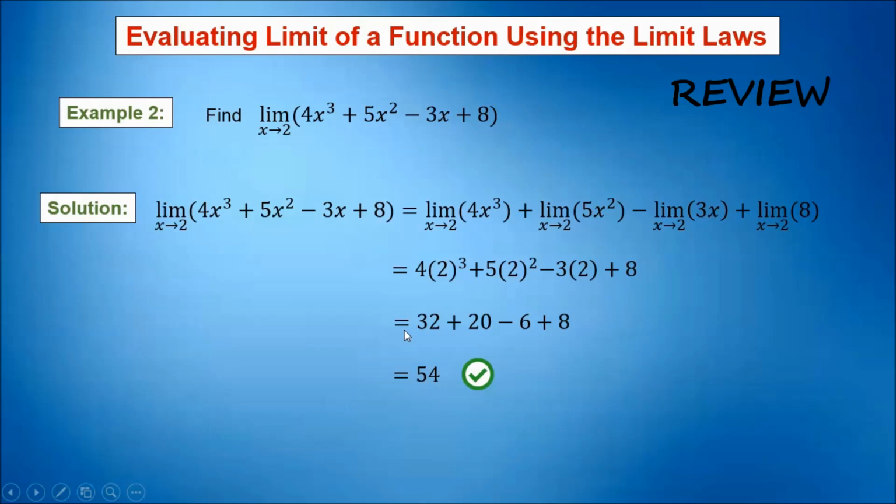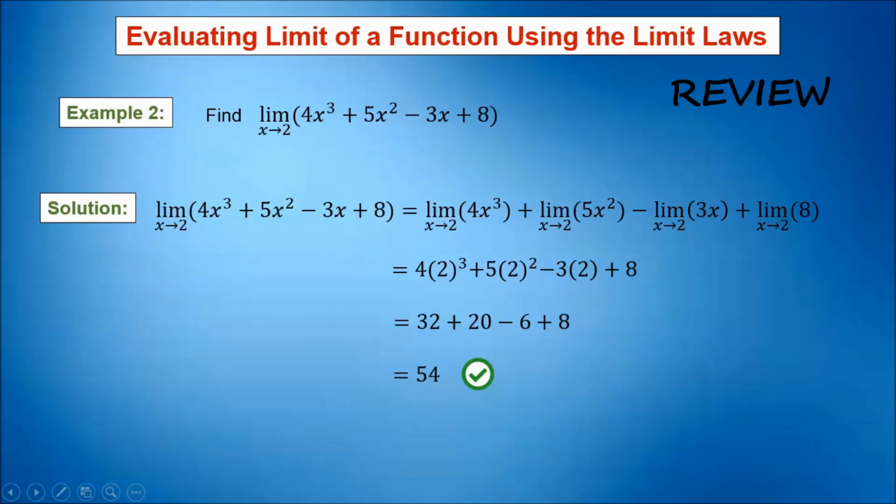Since the given is 4x cubed plus 5x squared minus 3x plus 8, which is a polynomial, and the certain value of x is a real number, what we're going to do is substitute 2 for the value of x. That is 4 times 2 cubed plus 5 times 2 squared minus 3 times 2 plus 8. By simplification, that is 32 plus 20 minus 6 plus 8. The answer for that is 54.